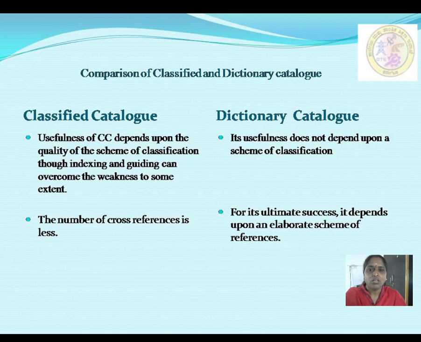So the number of cross reference entries is more in the DC, but in CC it is less. As and when the cross reference entries are made for the subject entries, there is an enormous growth of these cross reference entries in the subject catalogs of the dictionary catalog, which requires a lot of space for arrangement. So this is also a problem which is posed in the dictionary catalog.